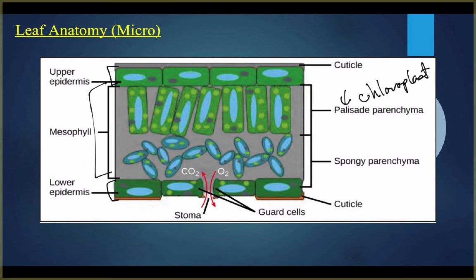You can see that their orientation is pretty rigid, very organized. And then you have the spongy layer below that, which is very unorganized. They're irregular shaped. They're not as nice and rectangular as the palisade. And they help to facilitate the circulation of air and gas exchange.